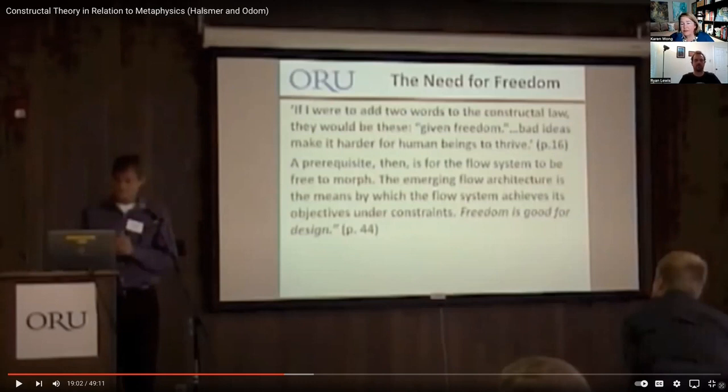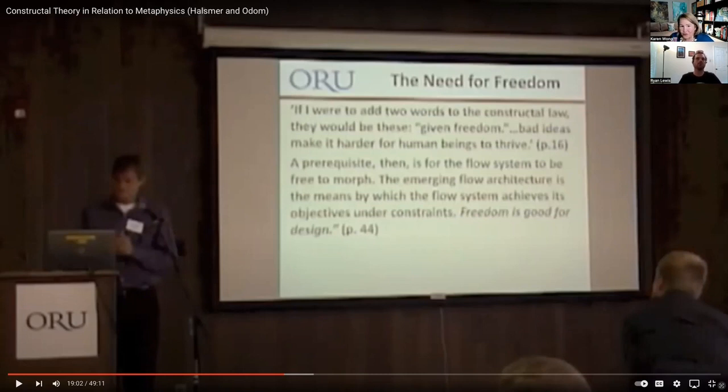And one of the examples they're using when they're talking is how the communist system of forcing people to do what they want you to do makes it much harder for human beings to thrive. So a prerequisite then is for the flow system to be free to morph. The emerging flow architecture, which I think is what we're looking at in all your trees of behavior there. It's a flow. Emerging flow architecture is the means by which the flow system achieves its objectives under constraints. Then he says freedom is good for design. But I find that very ironic.